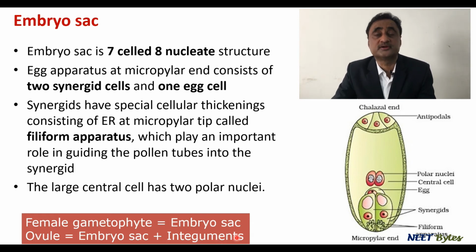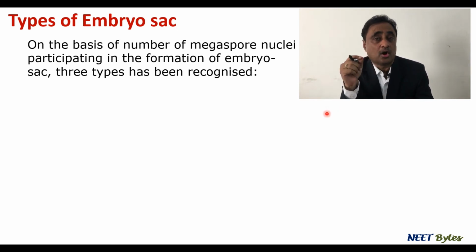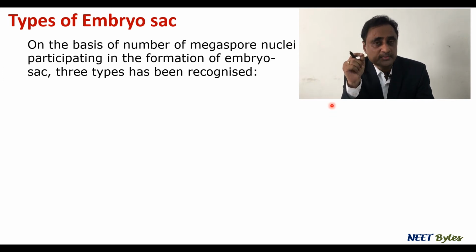Now let's talk about the different types of embryo sac, and we need to understand the basis on which these different types have been recognized. There is only one basis, and the basis is how many megaspore nuclei are participating in the development of the embryo sac. I repeat, the total number of nuclei participating in the formation of the embryo sac is the very basis for recognizing the different types. So 3 types have been recognized, which we call monosporic, bisporic and tetrasporic.